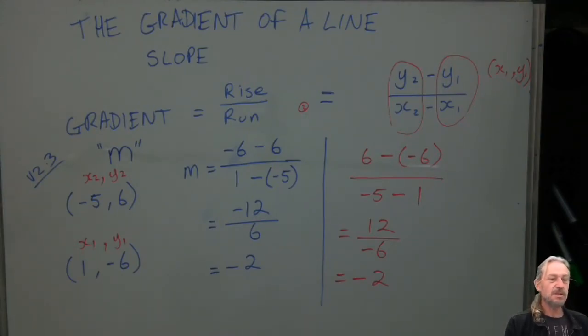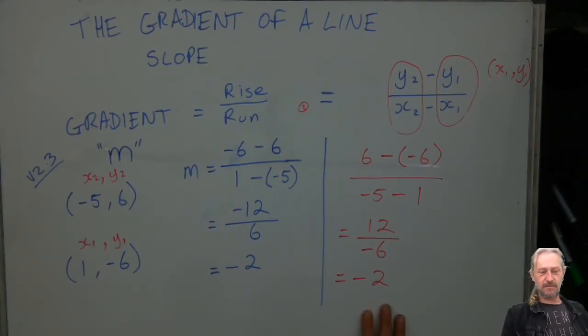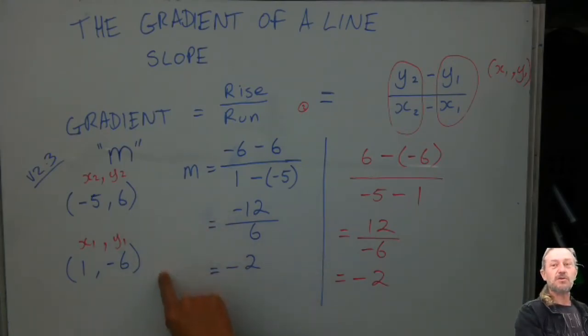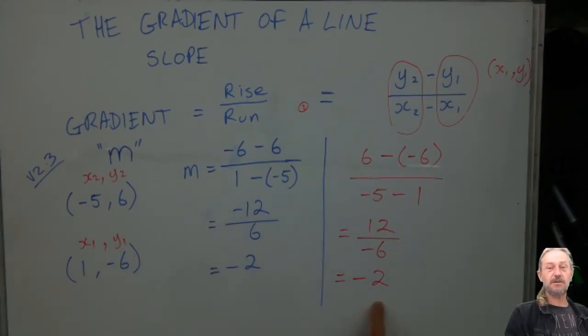I think that's all. So we're going to be using this when, in the next video, we'll be looking at finding the equation of a line. And we may be given 2 points. We're going to need to find the gradient first before we can then convert it into the equation.